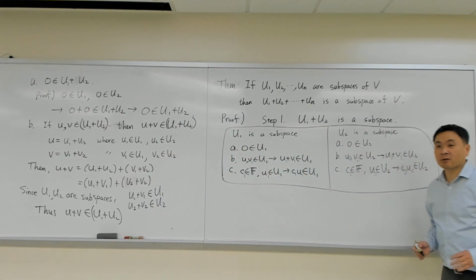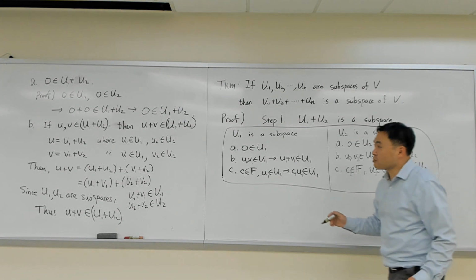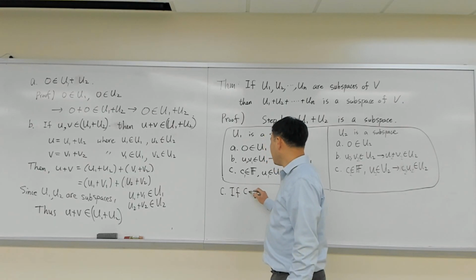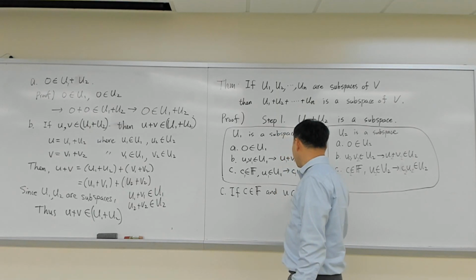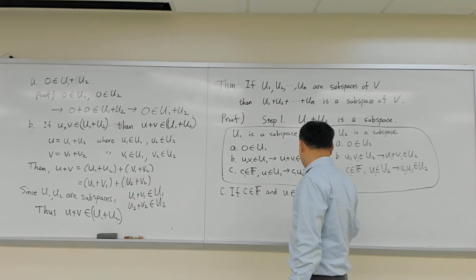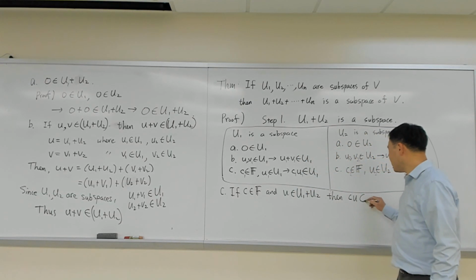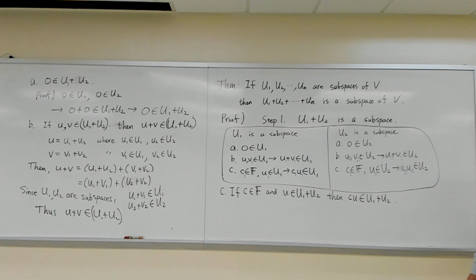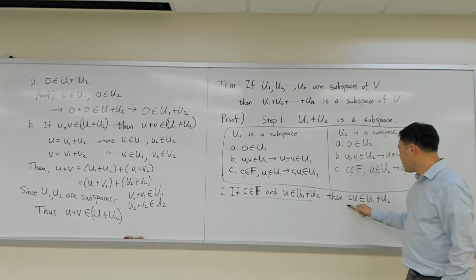All right, so now I challenge you to try part C. Part C is: if c is in F and some u is in u1 plus u2, then c times u is in u1 plus u2. Okay, again, this is a statement where you're given some conditions and then you have to prove this.